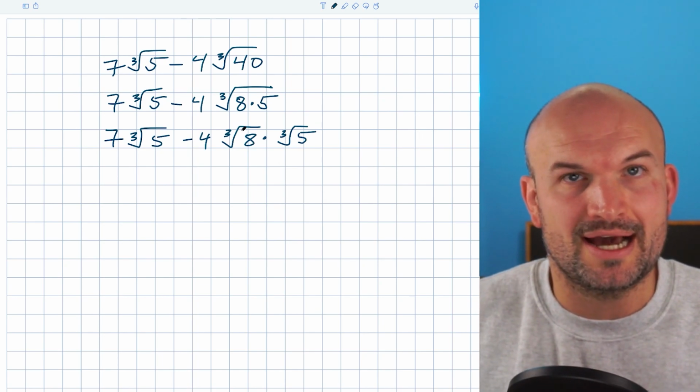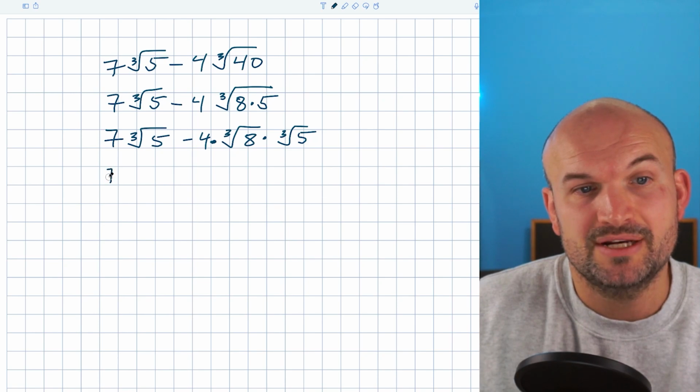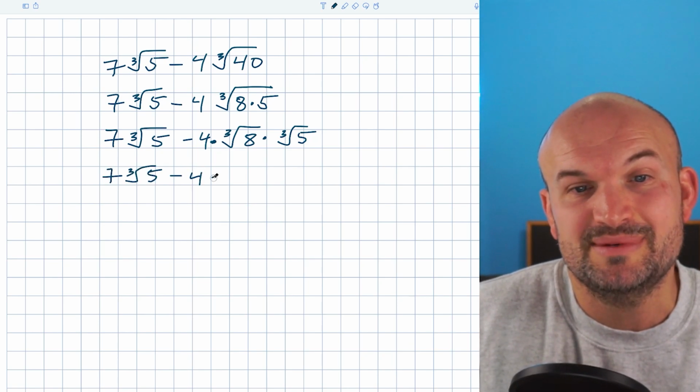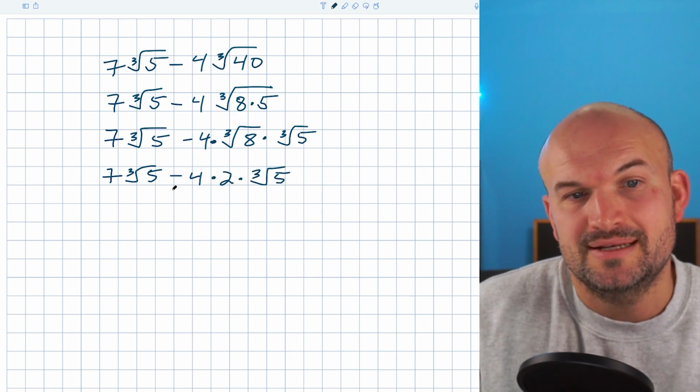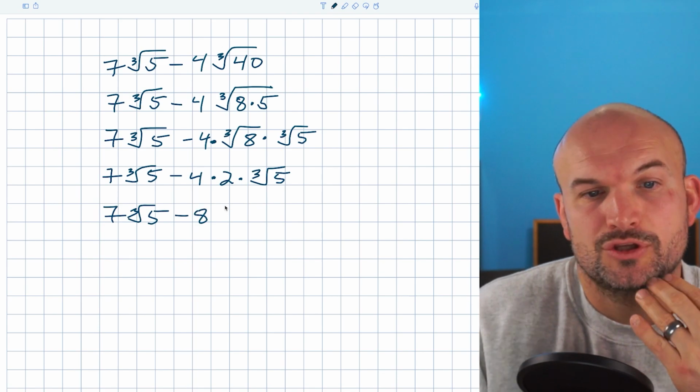And again, the reason why I am simplifying this is, again, this -4 is being multiplied by the cube root of 8. So I'm going to rewrite this step by step so you can see this, but this is -4, and then this is going to be times a 2 times a cube root of 5. Now you can see here I have a 7 cube root of 5. Now this becomes a -8 cube root of 5.